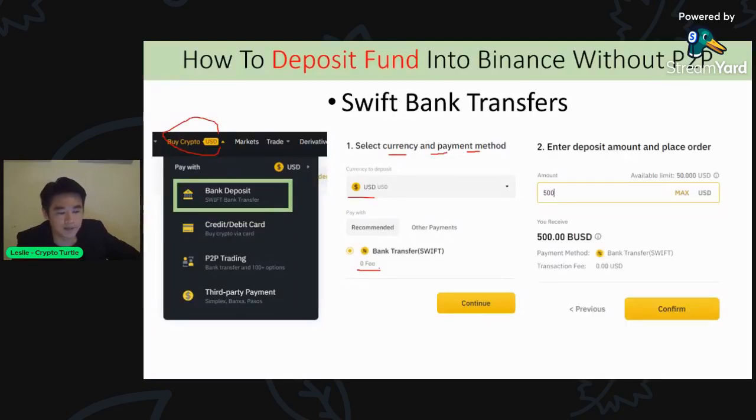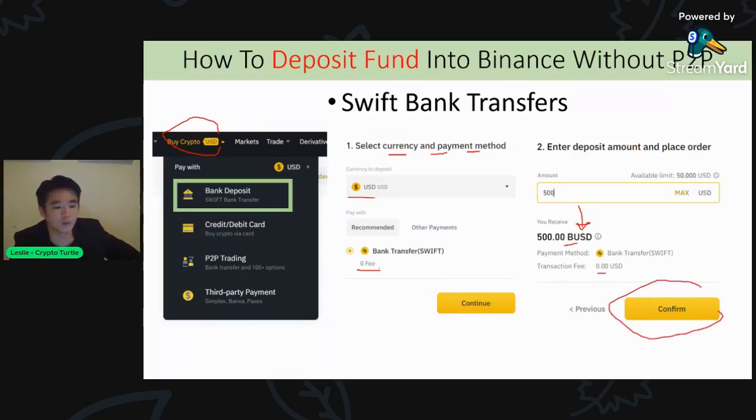Okay. So you will enter the amount you wish to deposit, for example, $500, right? Then you will actually receive the equivalent amount in BUSD, Binance US dollar, Binance's native stablecoin, right? Okay, so again, transaction fee is 0. So I think it's pretty fantastic.